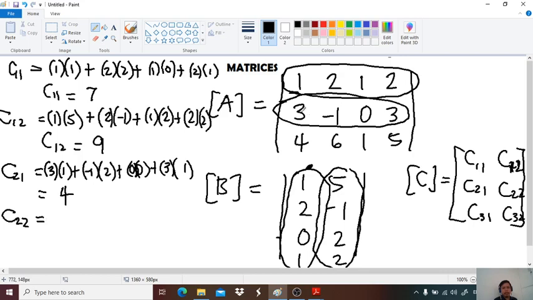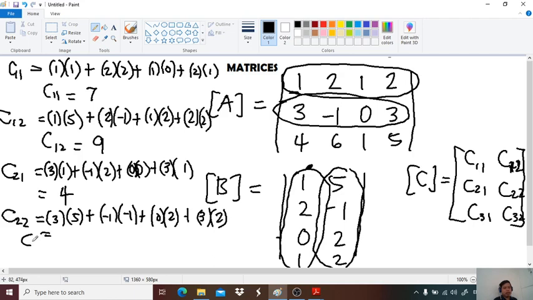So 2, 2 is the second row and the second column. So we have this and this: 3 times 5 plus negative 1 times negative 1 plus 0 times 2 plus 3 times 2. So C22 is 15 plus 1 is 16, 16 plus 6 is 22.